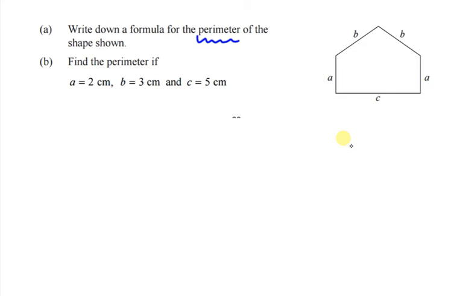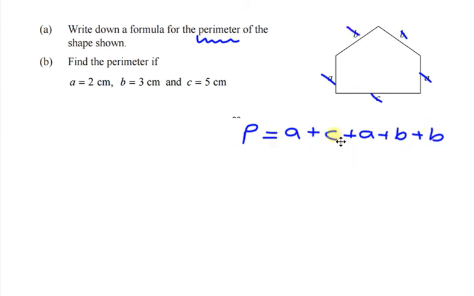Okay, we did it with combining like terms. So what is the formula for this shape for perimeter? P equals. Now think about perimeter. It's adding up everything around. So let's start with the first one. P equals A plus C plus A plus B plus B.